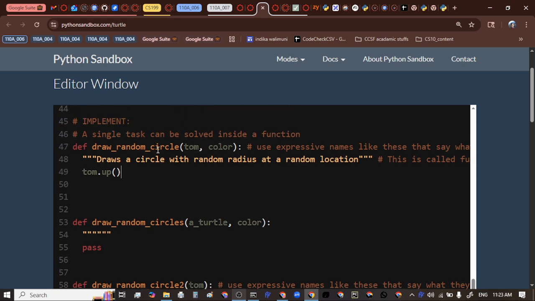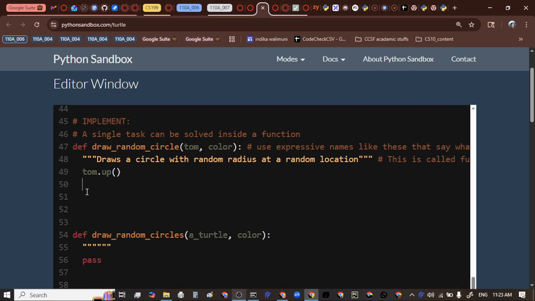So the function is go to, right? Tom dot go to, and then it's x comma y, but this time it needs to come randomly, right? So it's random. So this is going to be x, right? Random dot randint. Follow me, guys. And then there's going to be y. So I'm going to put y over here. So this whole thing is x, this whole thing is y.